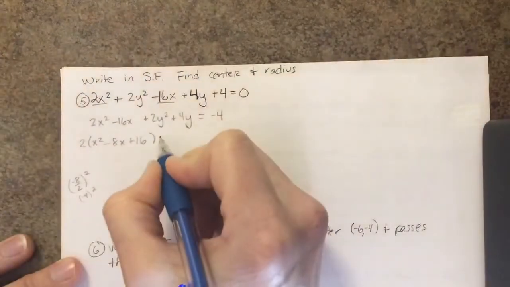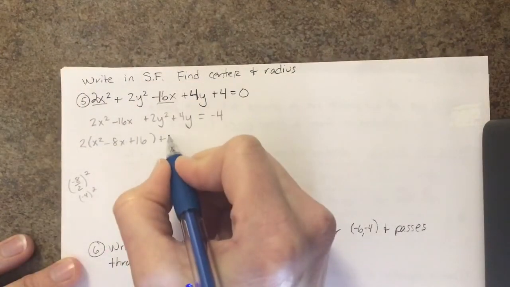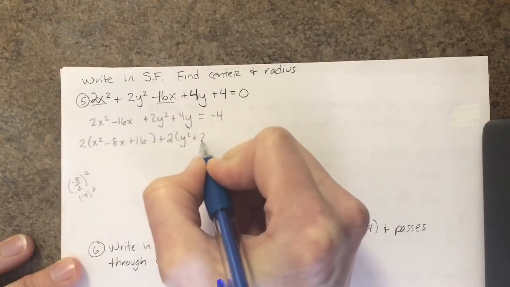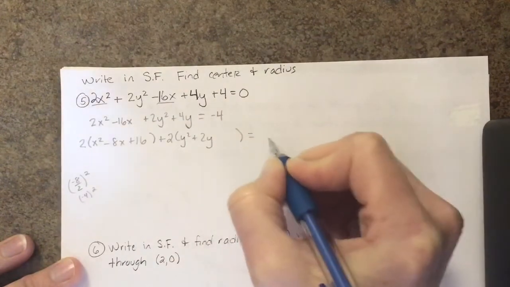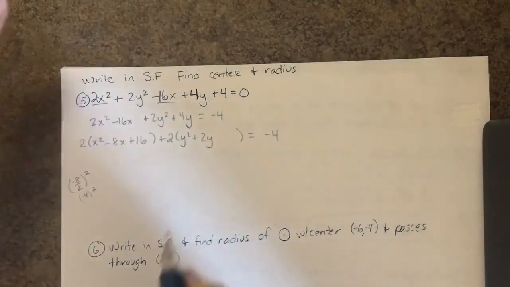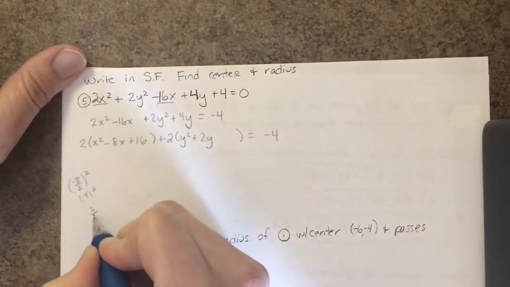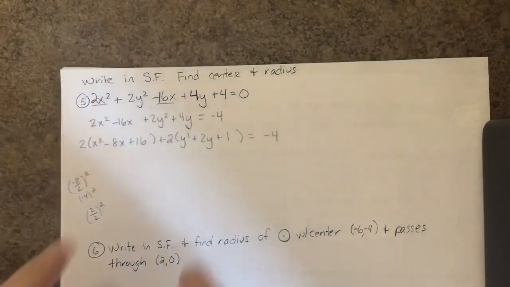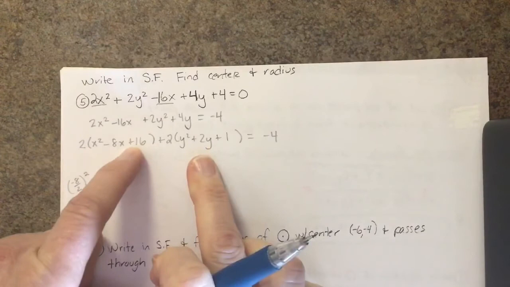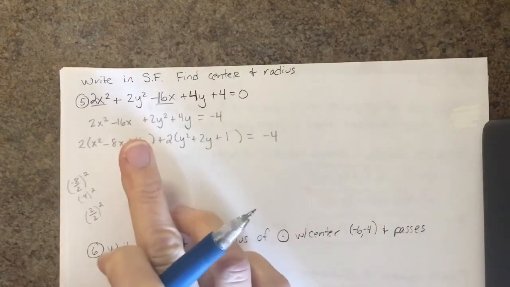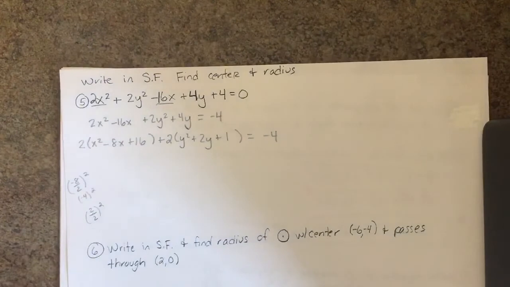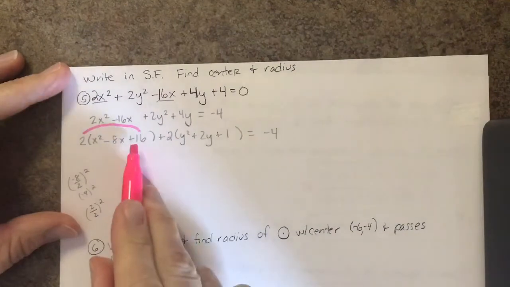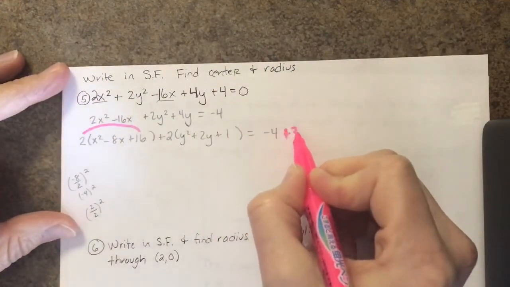Then I'm going to do the same thing for my y's. I need to factor out the 2 in front of y squared, and I get y squared plus 2y, and then leave room to complete the square. My new b is 2 divided by 2, that's 1, and square it, so I'm going to add 1. So we completed the square 2 times on this side. We added 2 things to this side. We didn't actually really add 16, we added 16 times 2. I added 32 to this side, so that means I have to add 32 to the other side.